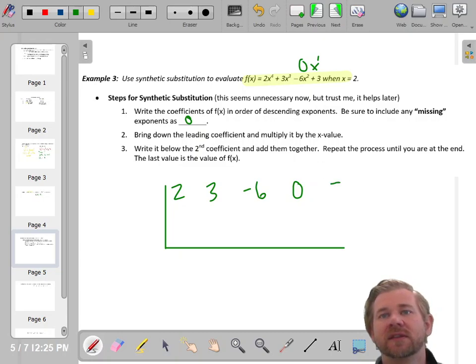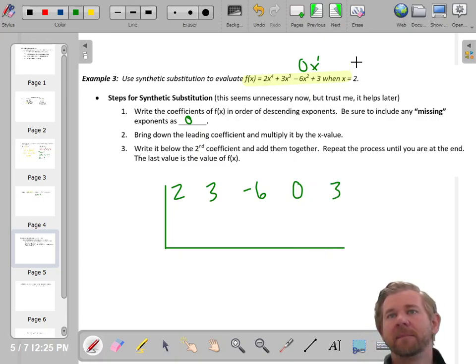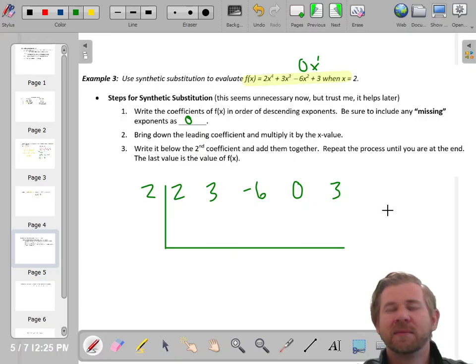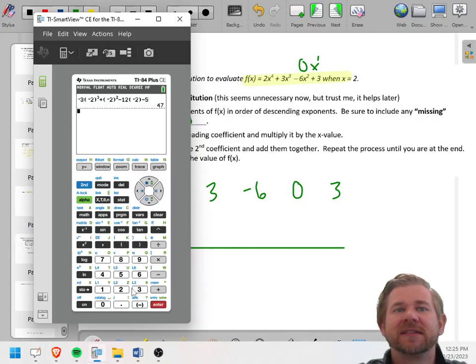And then the last term is a 3. Okay, I'm plugging in 2, so I put a 2 on the outside. This is just how you format it. Okay, it looks weird, but you'll see in a minute. Now, before I do it synthetically, I'm going to plug this in directly. I'm going to use direct substitution, and I'm going to show you how it works.